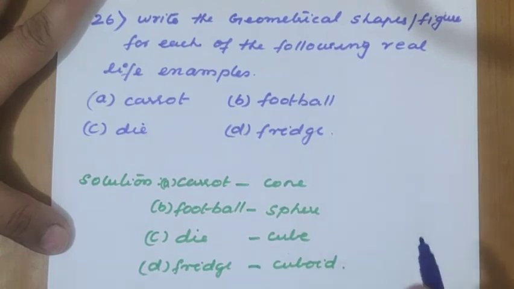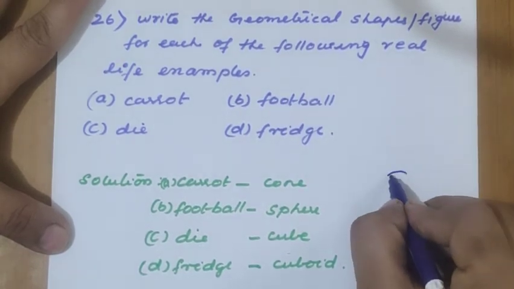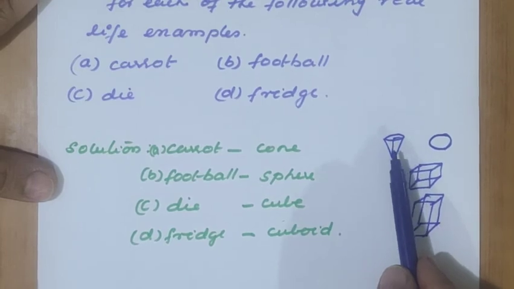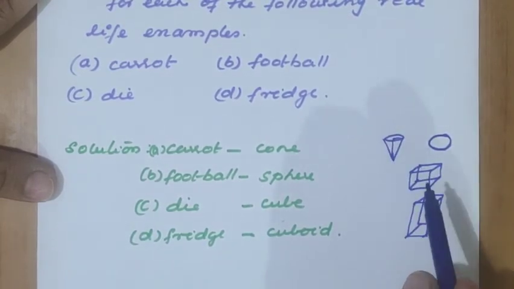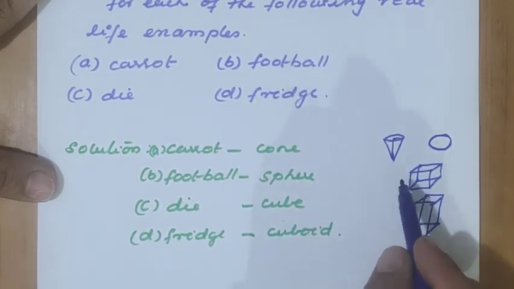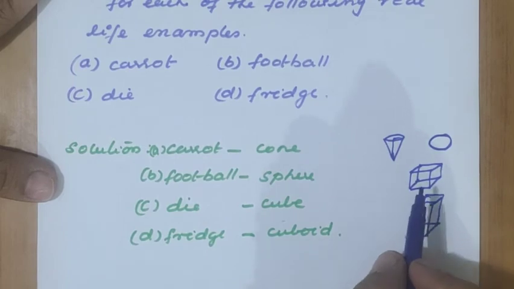So the carrot is almost similar to your ice cream cone. So we are writing the cone. Carrot is in the shape of the cone, that is similar to our ice cream cone only. So cone it is. A football means a sphere. Die means a cube only. The die you are very familiar with when you are playing the snake and ladder game. We are using that one.